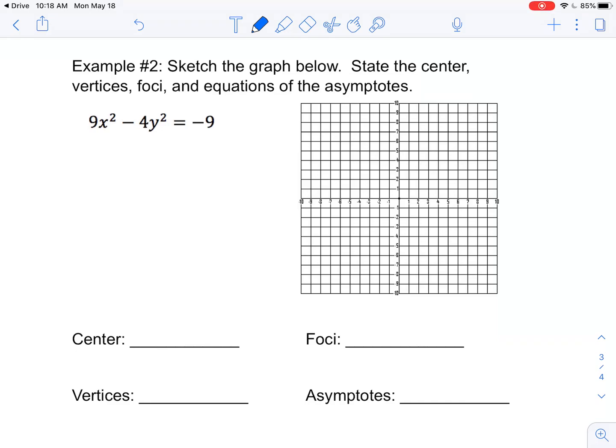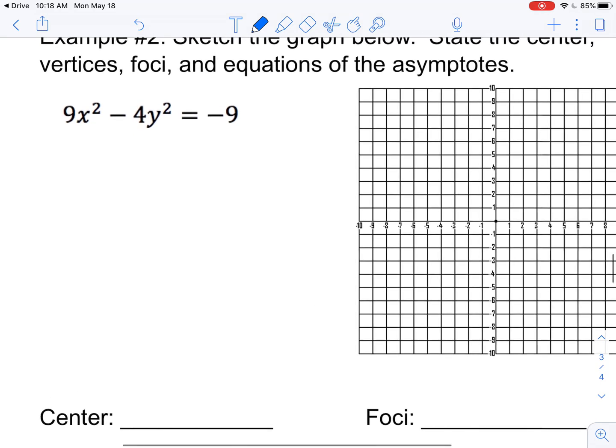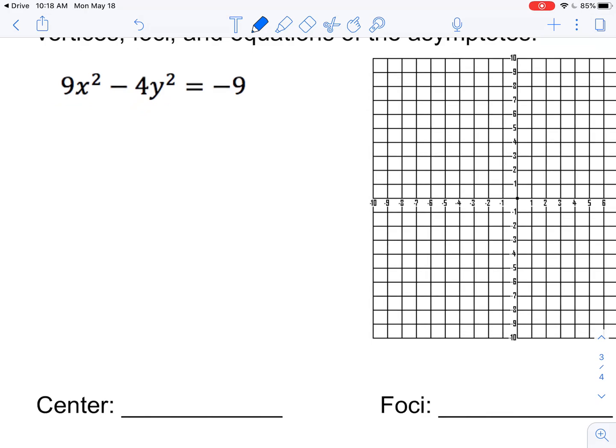So now it says sketch the graph below, state the center, the vertices, the foci, and the equation of the asymptotes. First thing that we need to do here is get this into the right equation. So I need to get it equal to 1. I'm going to just do some algebra work here. I'm going to divide everything by -9 so that I get a 1 over there. That leaves me with negative x squared over 1 plus 4y squared over 9 is equal to 1.